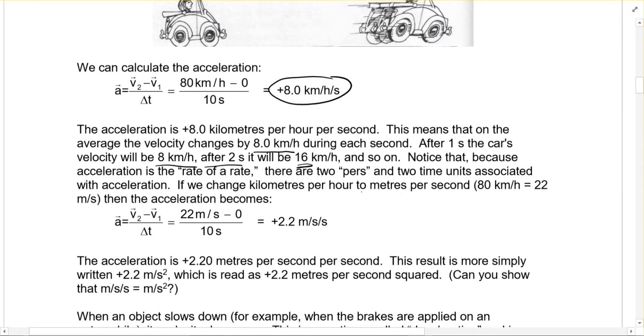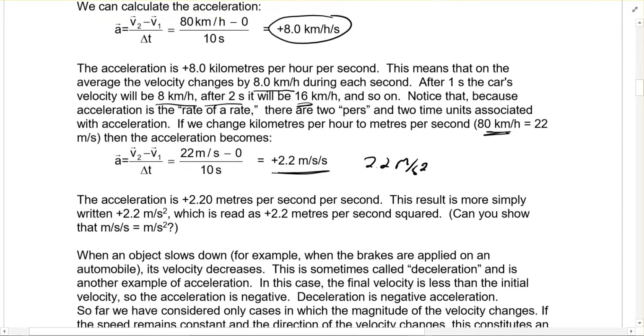If we change kilometers per hour to meters per second, remember you just divide by 3.6 to get 22 meters per second, then the acceleration becomes 22 meters per second over 10 seconds. So we got 2.2 meters per second per second. And we can rewrite that as 2.2 meters per second squared.